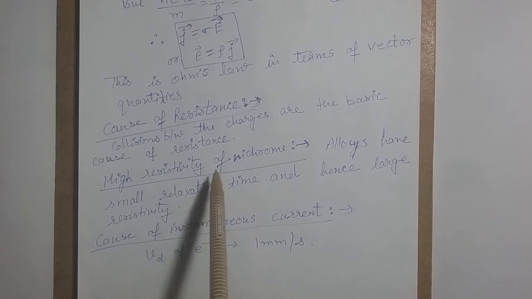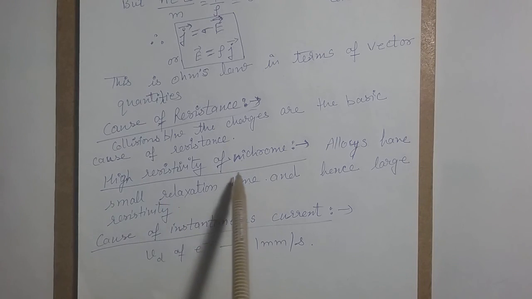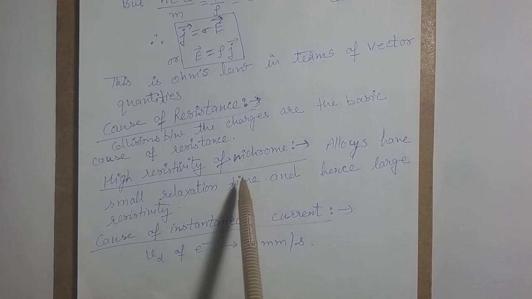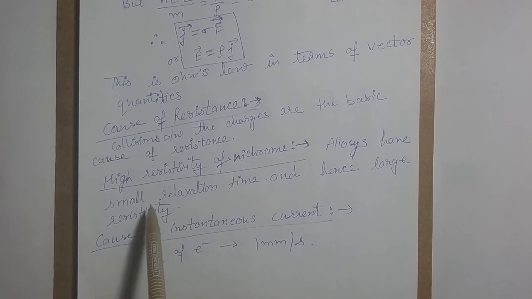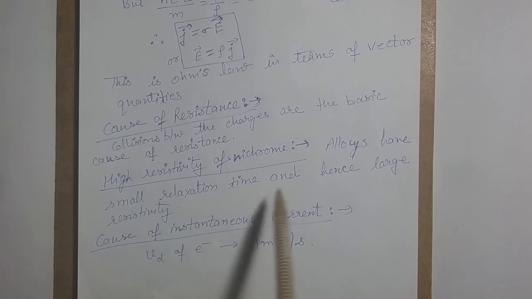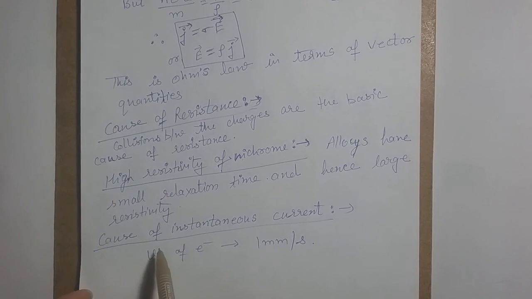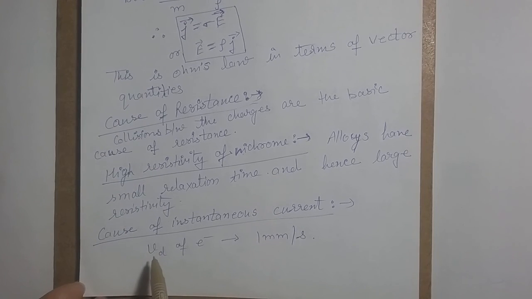Now out of the metals, non-metals and alloys, alloys have very high resistivity, and nichrome wire is a very good example of that. So alloys have small relaxation time, and hence they have large resistivity. It means in alloys there are successive collisions, the collision rate between the charged particles is very high.